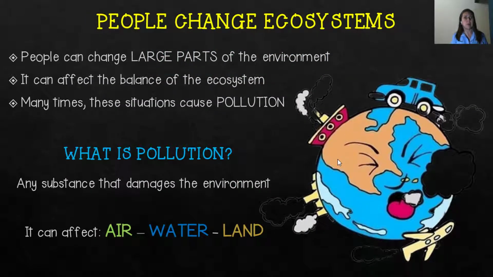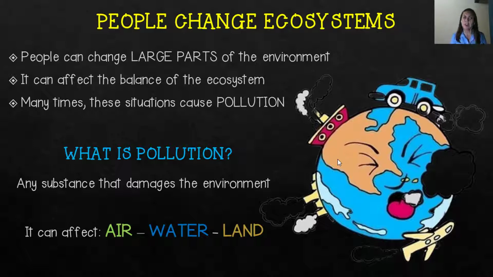So what do you think about what people do to ecosystems? We can change them, and actually they can be very affected by our actions. We can see that the balance can be affected, and some species can die and some others can survive, but at the same time they can change. Many times these situations cause pollution, and as you can see here in the picture, there are cars, boats, smoke. Because of factories, because of many things that we use, we can cause pollution.